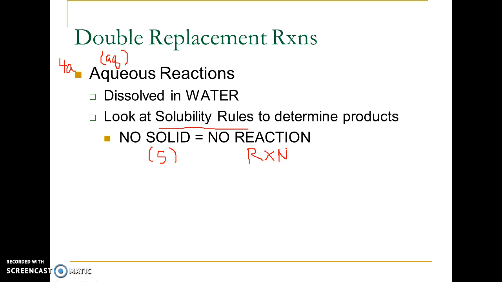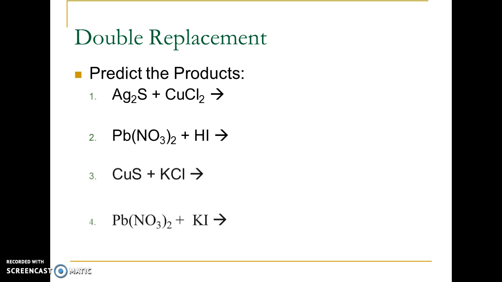Okay, so we're going to try to predict some products for double replacement reactions. Make sure you have your solubility rules in front of you. Okay, we are going to do number 1 and 2, 3, and 4. So let's get started. Here we have silver sulfide and copper 2 chloride.